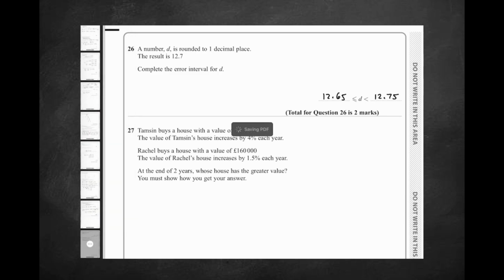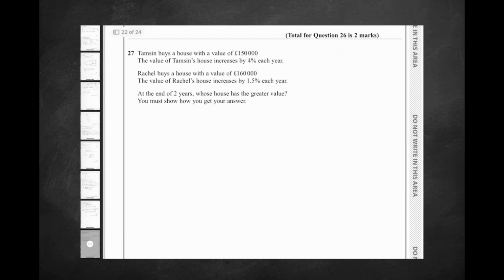Question 27. Tamsin buys a house with a value of £150,000. The value of Tamsin's house increases by 4% each year. Rachel buys a house with a value of £160,000. The value of Rachel's house increases by 1.5% each year. At the end of 2 years, whose house has the greater value?